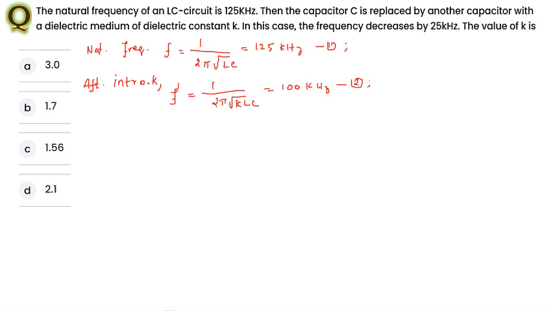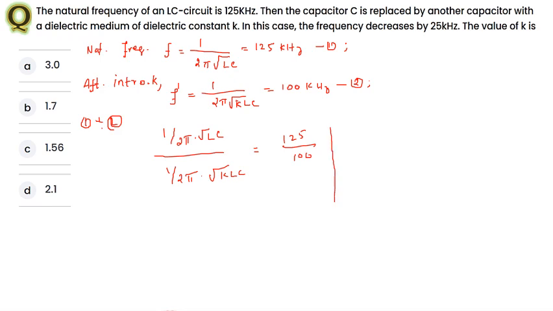From equations 1 and 2: the first is 1 divided by 2 pi into root of LC, and the second is 1 divided by 2 pi into square root of KLC. The first one is 125 and the second one is 100. Here 2 pi will be cancelled, so that is 1 divided by root LC, and the other is root K into root LC, so you can easily cancel.